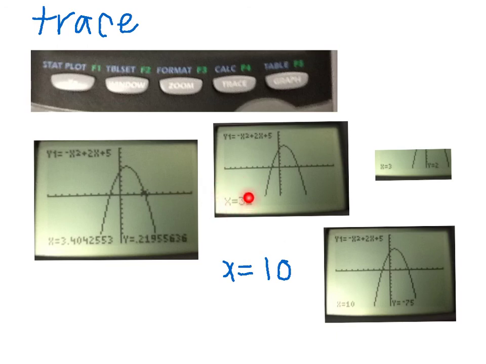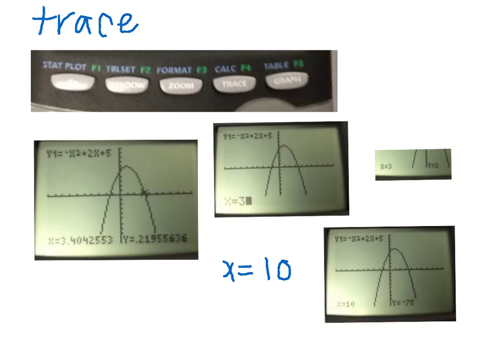Or I can actually choose an x value, because we know x is the independent variable, which means I can control it. So if I press 3 and press enter, it will give me an answer that y is equal to 2. In fact, I can choose any domain that is on my screen. So here, my screen goes from -10 to 10. So I chose 10. Now 10, -75 is not on this graph, but it tells me that is a solution.